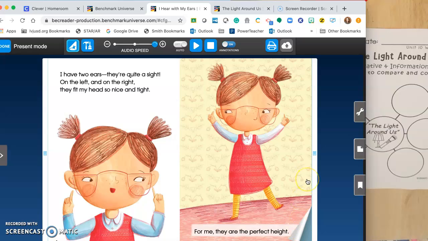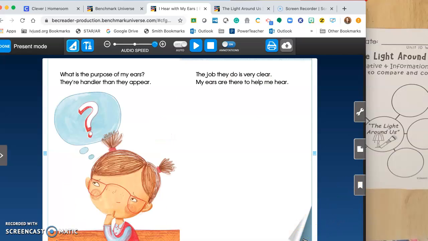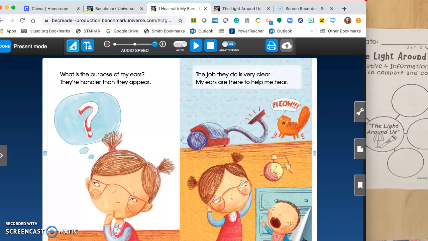I have two ears, they're quite a sight, on the left and on the right. They fit my head so nice and tight. For me, they are the perfect height. What is the purpose of my ears? They're handier than they appear. The job they do is very clear. My ears are there to help me hear.